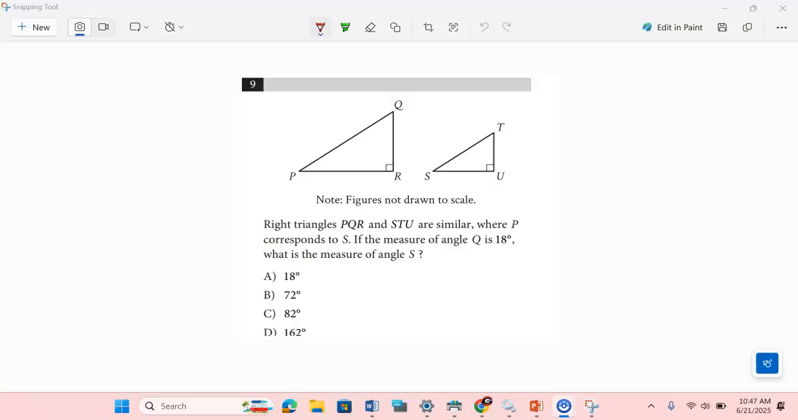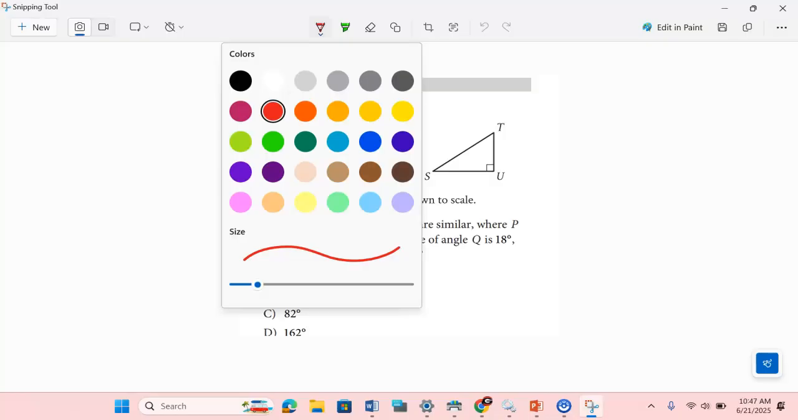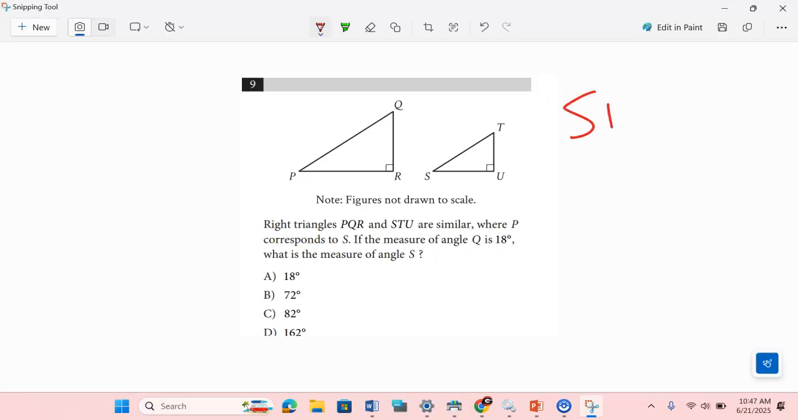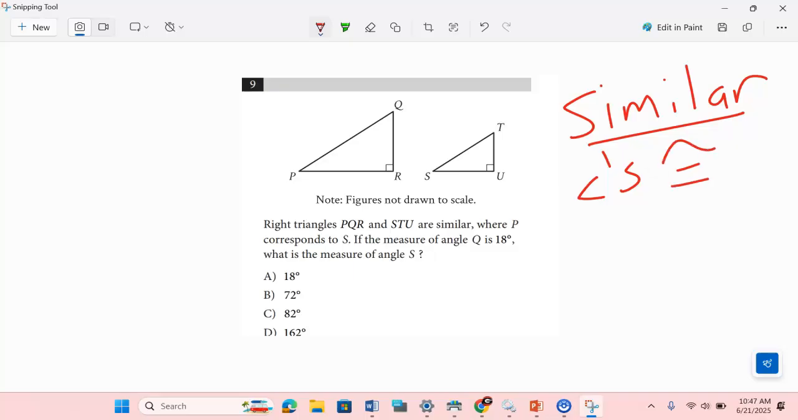But after you've thought about it, there's 3 things we need to know here that are very important. One of them is the fact that similar, you just need to know what similar means. Similar means they're the same shape but different sizes. But when you're similar, your angles are congruent. Okay, the corresponding angles are congruent. That's one thing we need to know.